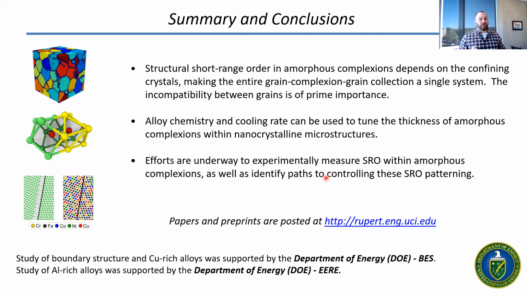We're poking around at how we can use alloy chemistry and cooling rate to affect the descriptors of these complexions. We've been able to show pretty clearly how they can affect the thickness distribution of the complexions. And our current efforts are really trying to understand how those short range order gradients could be modified by running some relatively difficult diffraction experiments.